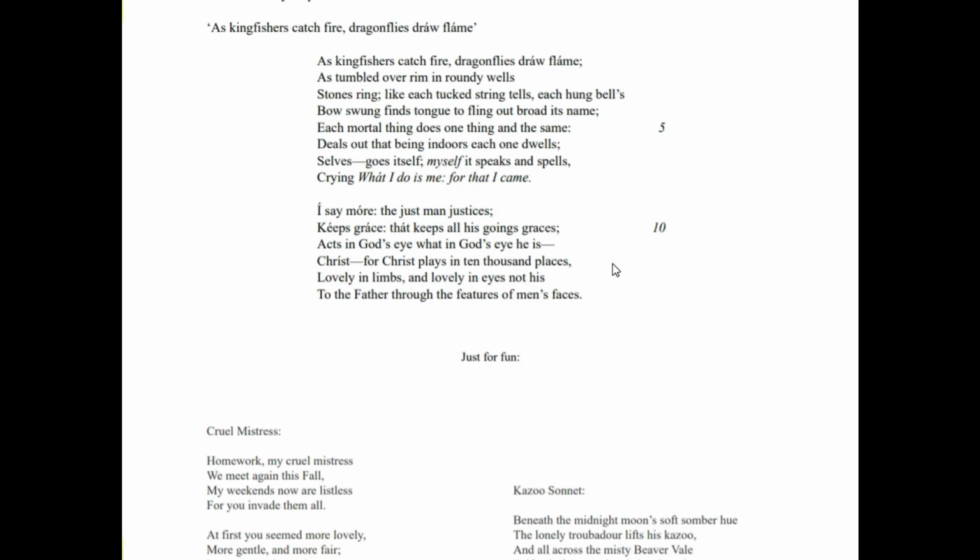I say more. The just man justices, keeps grace that keeps all his goings graces, acts in God's eye what in God's eye he is, Christ, for Christ plays in 10,000 places, lovely in limbs and lovely in eyes not his, to the Father through the features of men's faces.